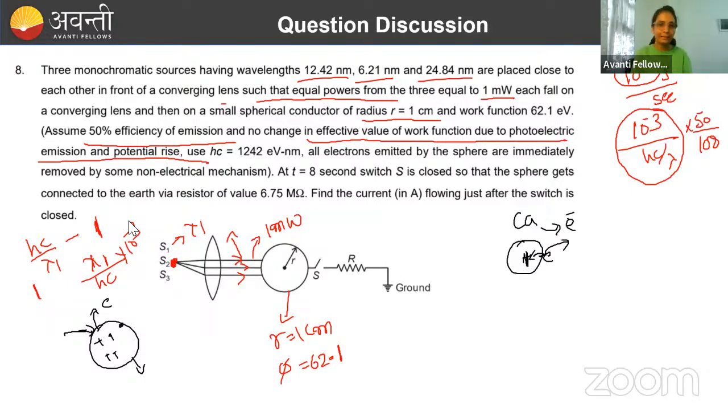So we have to neglect that. यानी कि work function हम क्या लेने वाले हैं? Constant. hc का वैल्यू आपको ये लेना है, ठीक है?